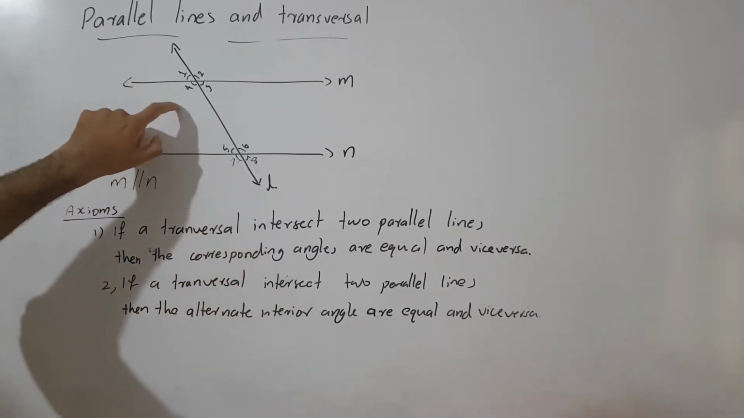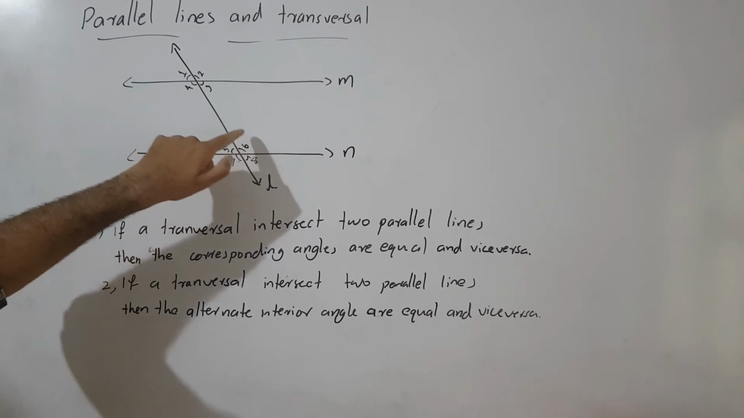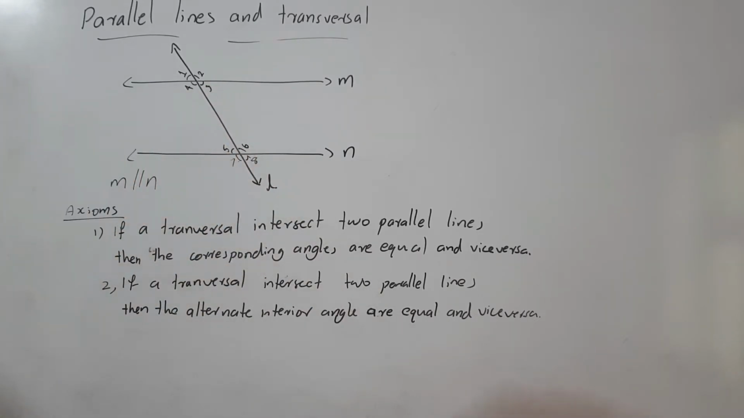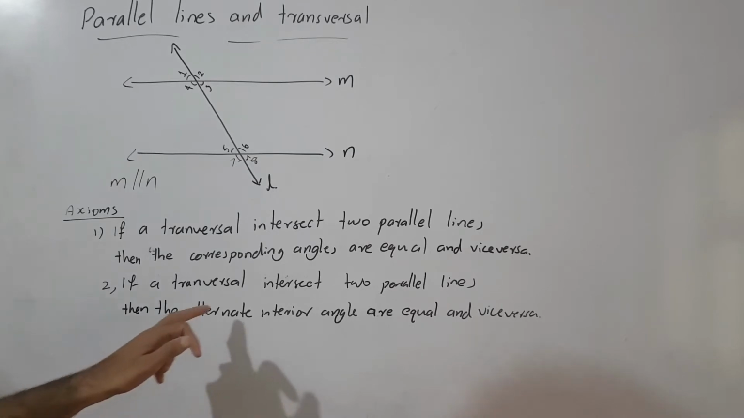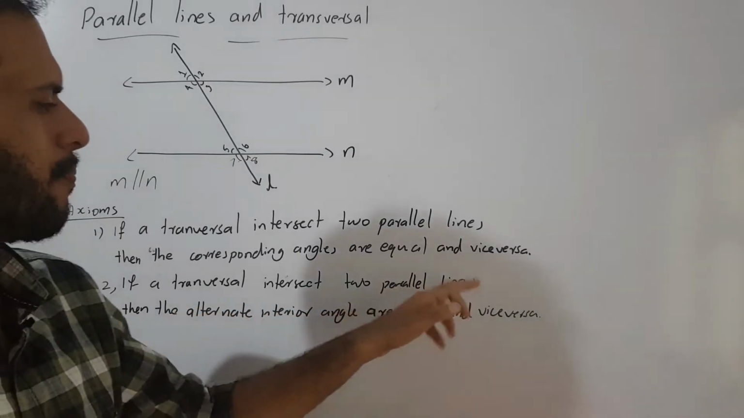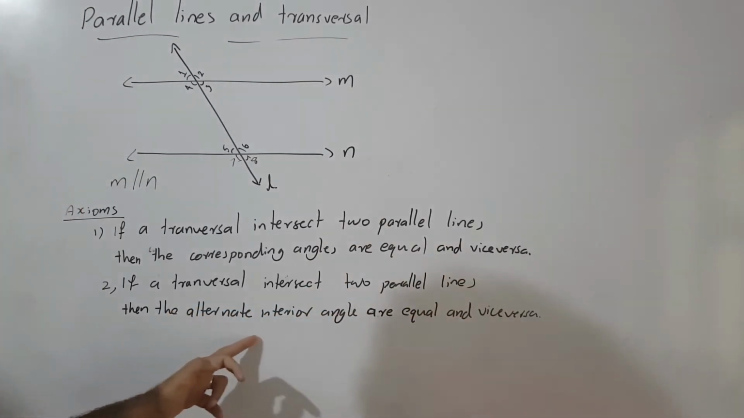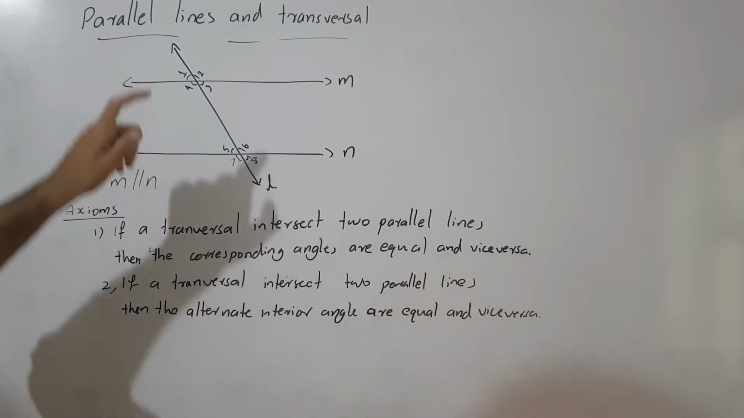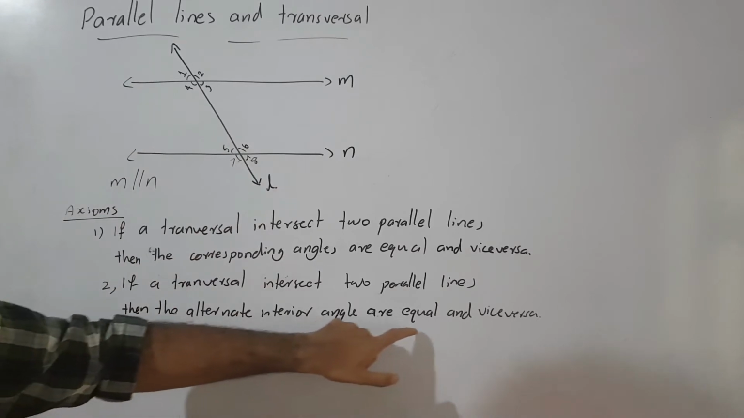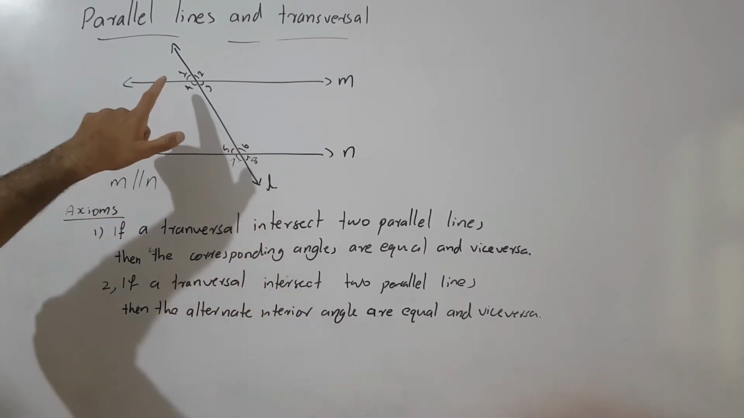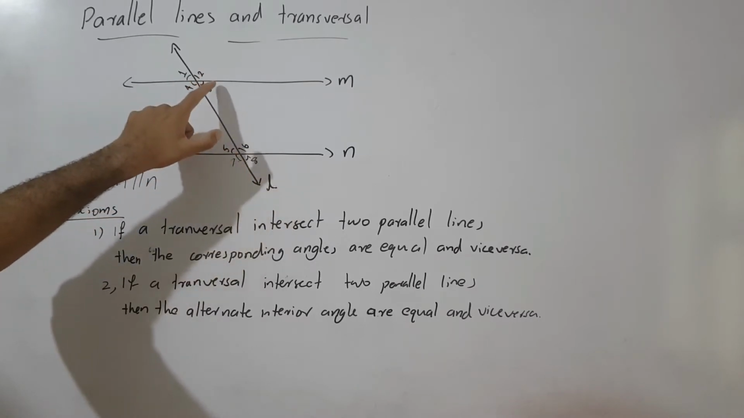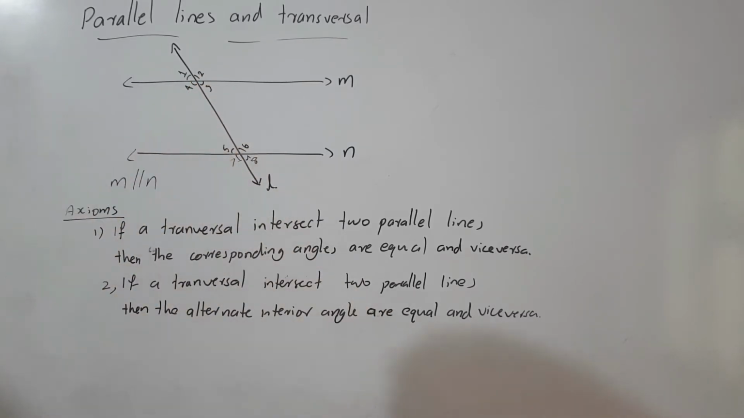What are they? In this figure, angle 4 is equal to angle 6 and angle 3 is equal to angle 5. If a transversal intersects two parallel lines, then the two alternate interior angles are equal, and vice versa. What does it mean that alternate interior angles are equal? In this figure, angle 4 is equal to angle 6, and angle 3 is equal to angle 5. Okay, then we have one more.